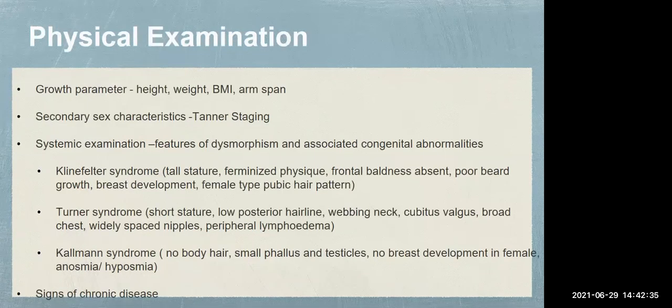Next, for physical examination, we need to evaluate the growth parameters: height, weight, BMI, and arm span, and also the secondary sexual characteristics through the Tanner staging that was mentioned by the first presenter, Shahira, because early signs of sexual development can be noticed when we do Tanner staging. Then system examination for features of dysmorphism and associated congenital abnormalities. As I mentioned before, we need to be thorough in the physical examination, trying to find signs of Klinefelter syndrome, Turner syndrome, and Kallmann syndrome, and other signs of chronic disease.